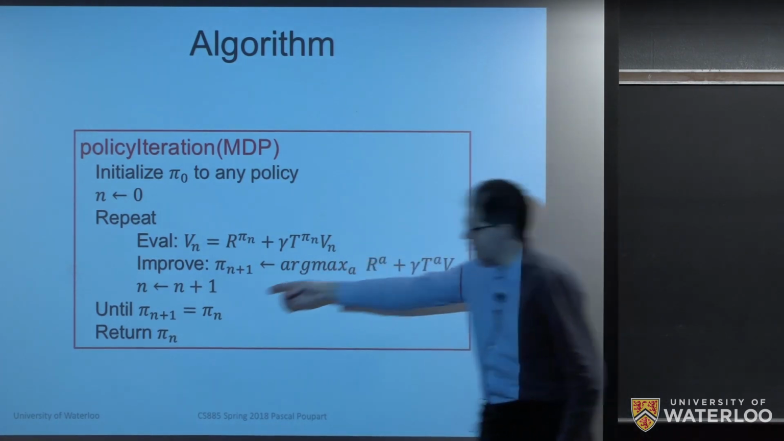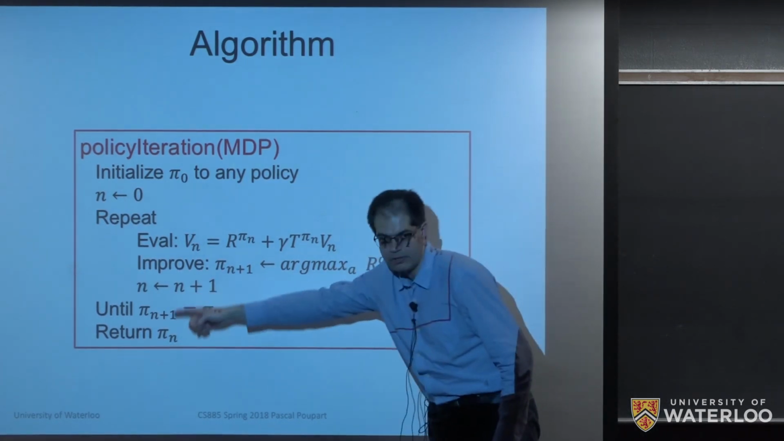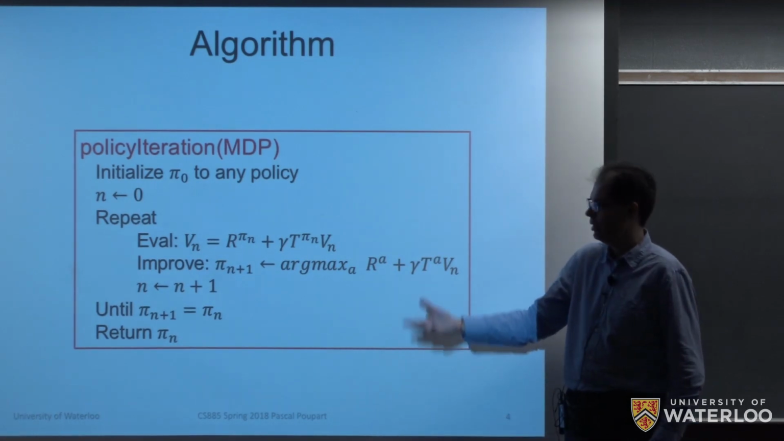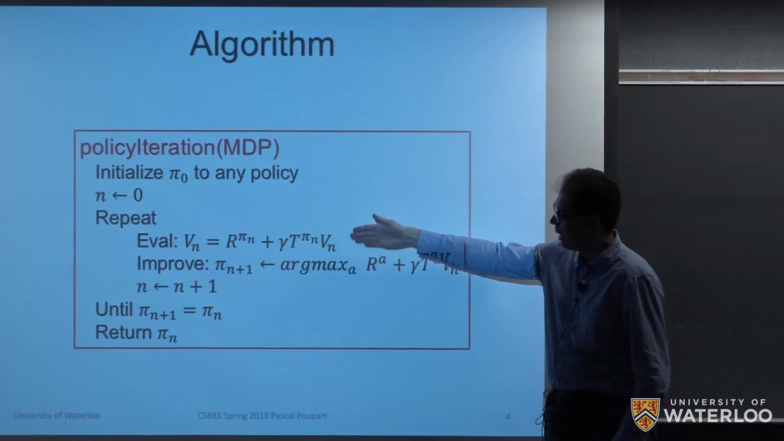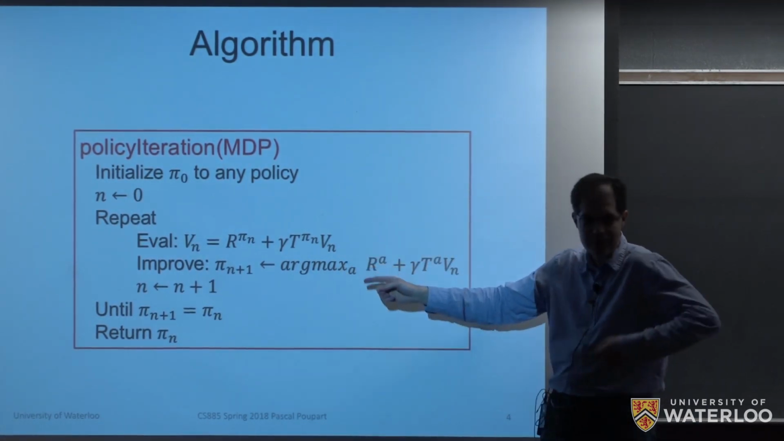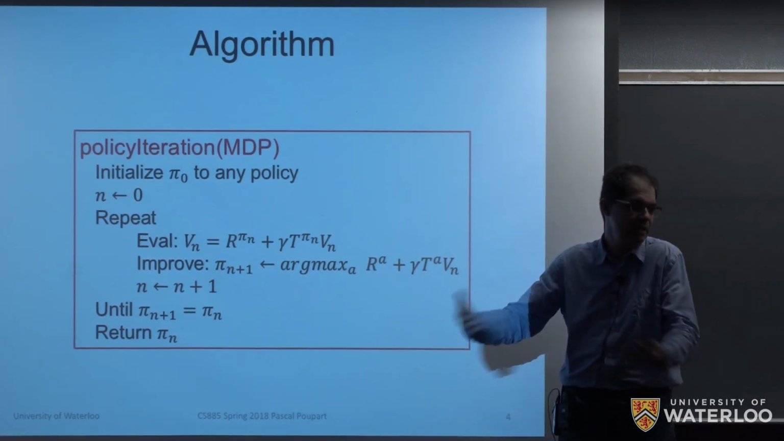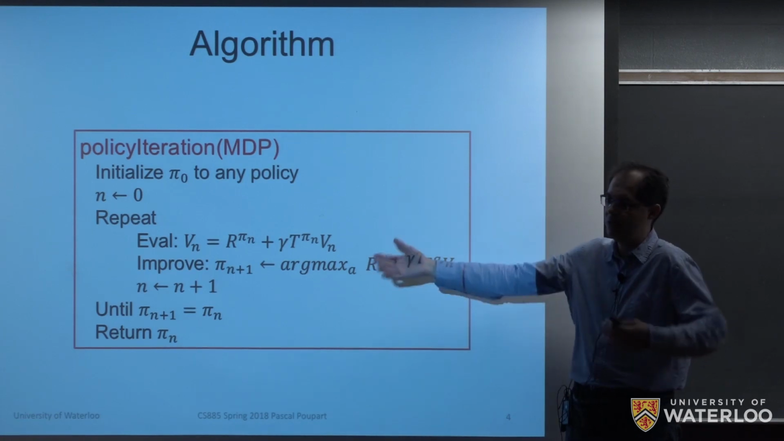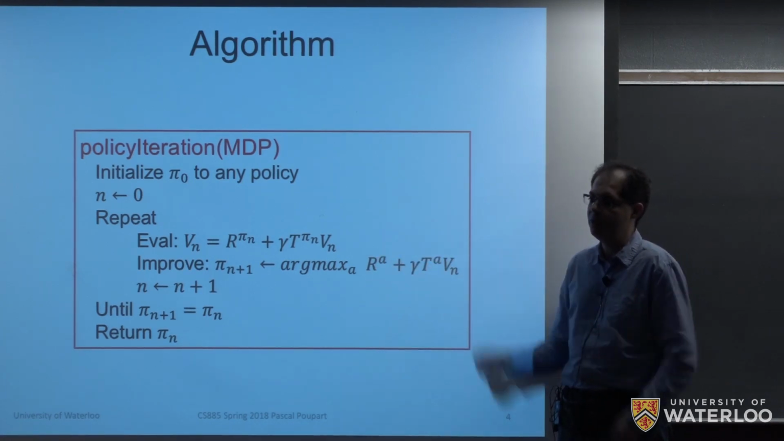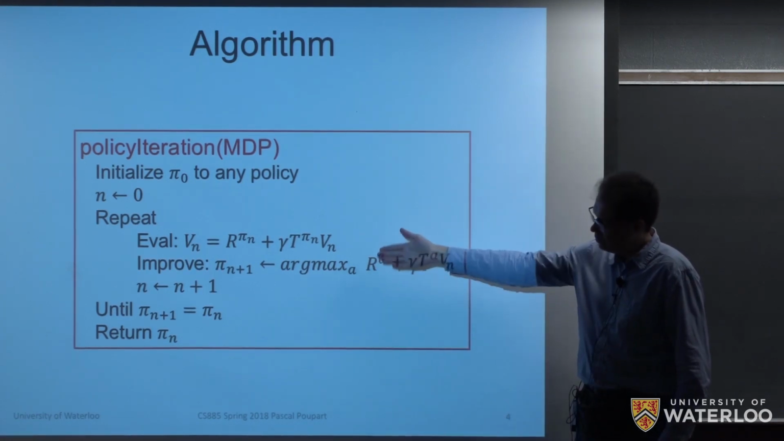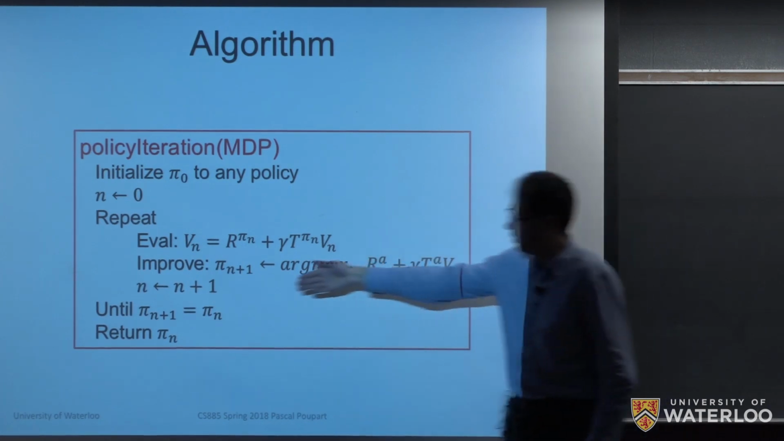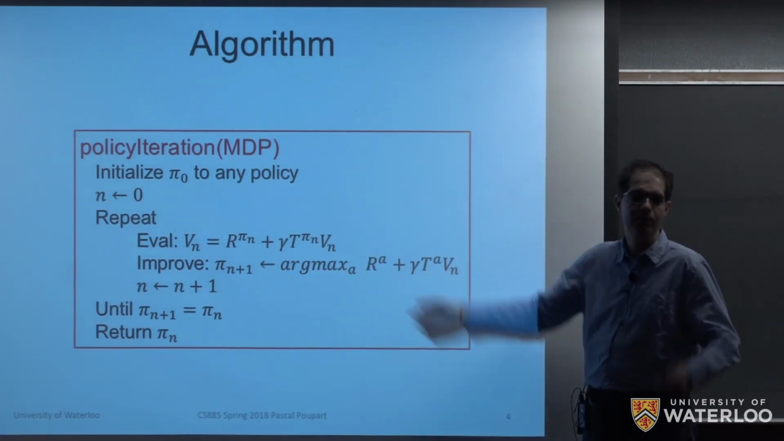And then we'll simply stop when we have two consecutive policies that are identical. The intuition is that when I try to improve the policy and it doesn't change, that means I haven't succeeded in improving it. At this point, I might as well stop because the algorithm will just be stuck. It won't be doing anything further. And we'll prove in a moment that this will indeed be the optimal policy.